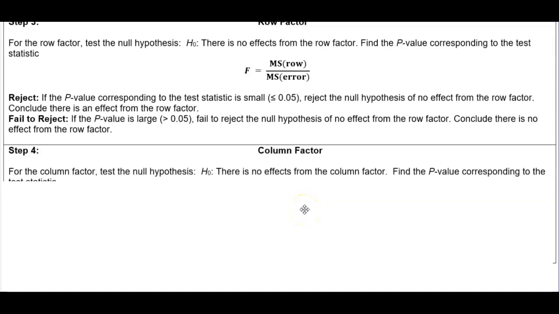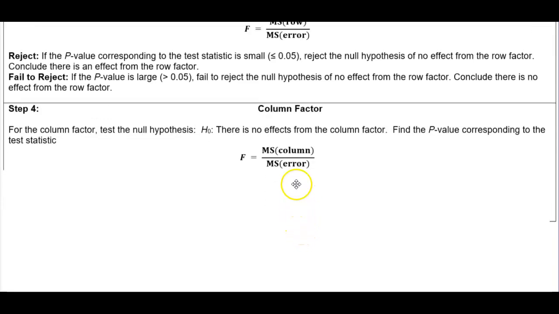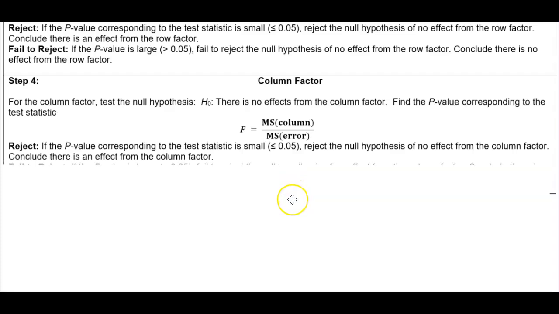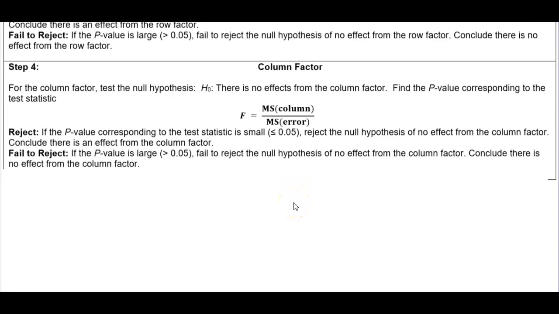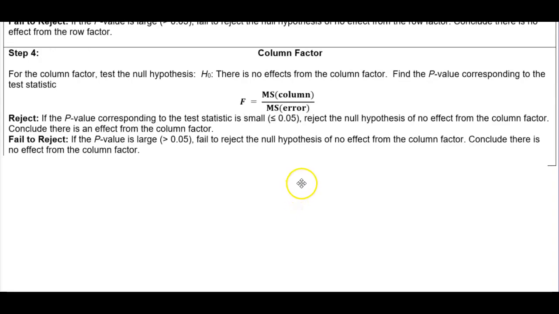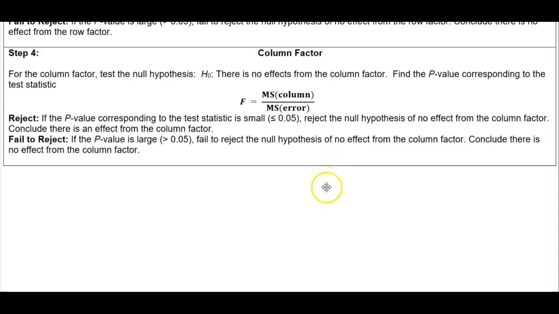Step 4, column factor. For the column factor, test the null hypothesis that there is no effect from the column factor. Find the p-value corresponding to the test statistic, which is the column divided by the error value. Reject the null if the p-value is small, again less than or equal to 0.05. Reject the null hypothesis of no effect from the column factor, and then conclude there is an effect from the column factor. Fail to reject the null if the p-value is large, greater than 0.05. Fail to reject the null hypothesis of no effect from the column factor. Conclude there is no effect from the column factor.